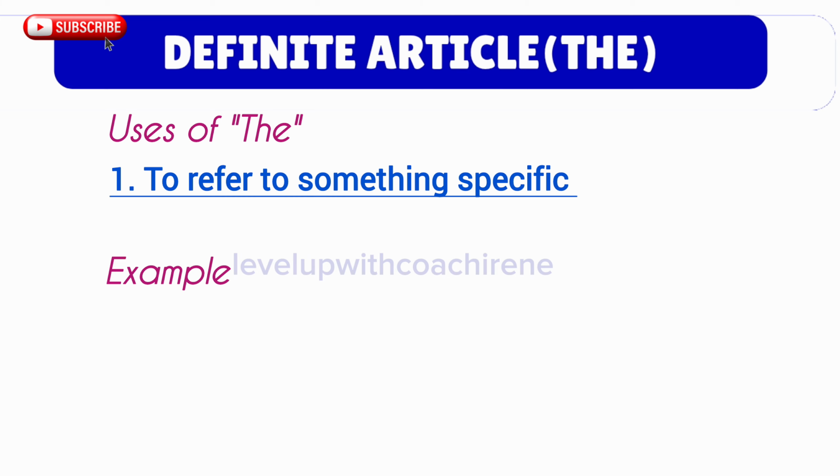For example, the car outside is mine. In this sentence, the was used to show specificity. It wasn't talking about any car, but a specific car.